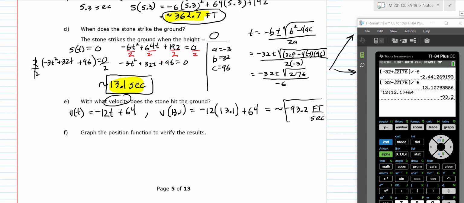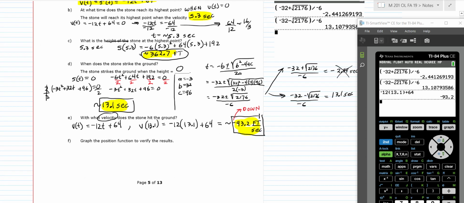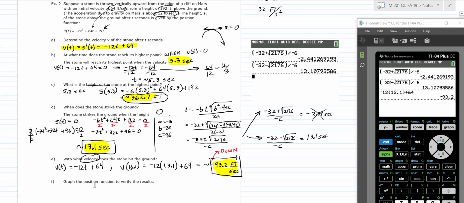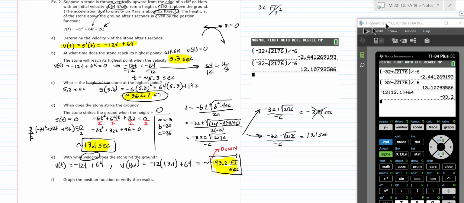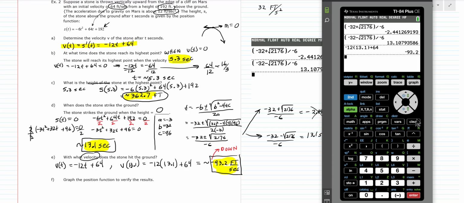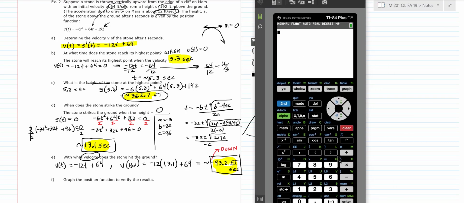All right, let me ask you a question. What is the significance of that negative? We have a negative velocity, so what does that mean? Yeah, we're going down, and that's what we expect. We're going down towards Mars, so that's the idea. Okay, very good. Now, what I like about this problem is we did all of this without really looking at it graphically, and then graphically should verify everything on this problem.